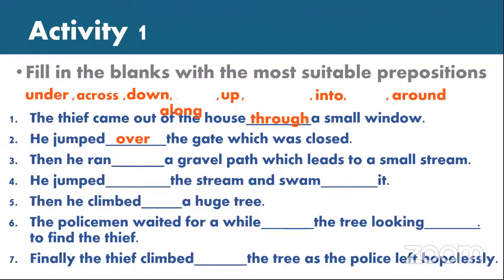Okay, then move on to the third one. Then he ran along the gravel path which leads to a small stream. He ran along that path. Okay, next one. He jumped into the stream and swam across it. He jumped into the water. That means stream. There's water. So he jumped into the water and he swam across from this end to the other end. Across. Then it won't be easy for the policeman to catch him.